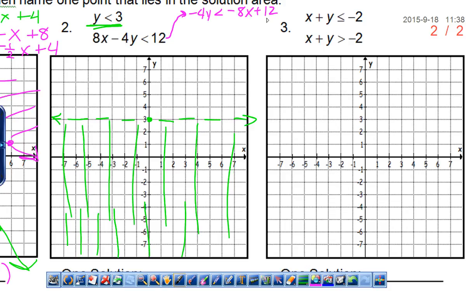And then what? Divide by negative 4. What happens when we divide by negative 4? Yeah, you've got to flip that sign. So this is going to become y is greater than positive 2x minus 3. So let's find our y-intercept of negative 3. Slope of positive 2. So that's up 2 over 1.